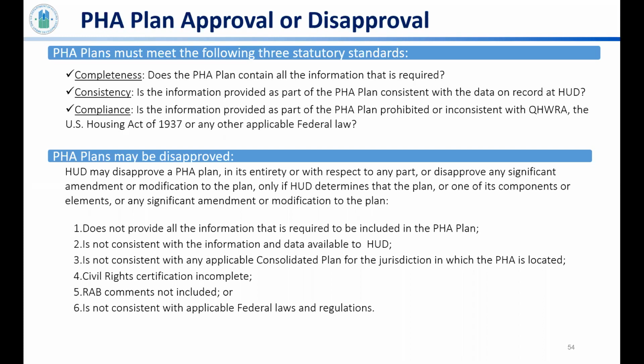It's not consistent with any applicable consolidated plan for the jurisdiction in which the PHA is located. The civil rights certification was incomplete. Sometimes we don't get them. The RAB comments are not included. You say there were comments, but they were not included, or it's not consistent with the applicable federal laws and regulations. So these are some of the reasons. There are other reasons, but this is just a small list of reasons.